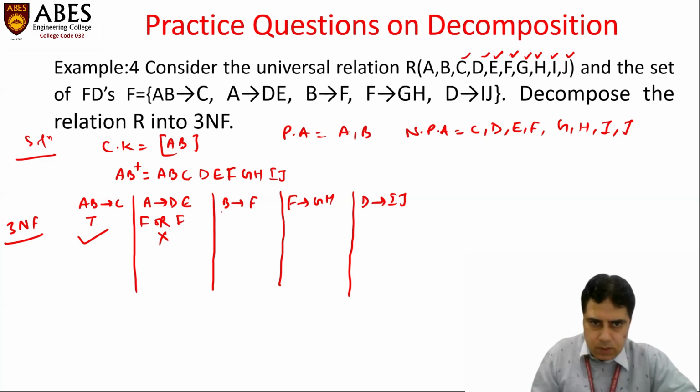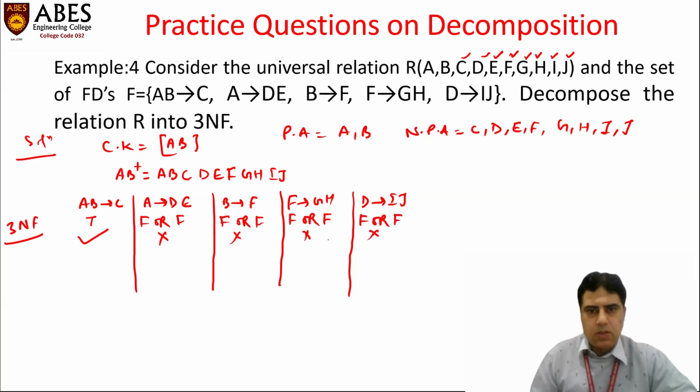Next, B determines F. The left hand side should be the candidate key, false, or F is a prime attribute, false. This is not in 3NF. F determines GH: F is not a candidate key, false, or GH, both are non-prime, so false. This is not in 3NF. D determines IJ: D is not the candidate key, false, or IJ are non-prime attributes, false. This is not in 3NF. Now, let us start to decompose the table.